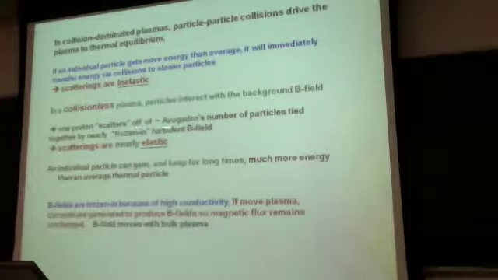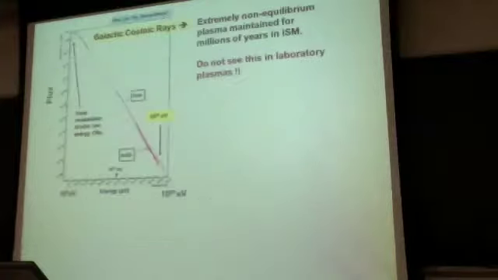One proton scatters off of basically Avogadro's number of particles tied together with a nearly frozen-in turbulent magnetic field. The scatterings are nearly elastic. An individual particle can gain energy and keep it for long times. So an individual particle can obtain much more energy than the average. And the B fields are frozen in because the conductivity is so high. You move the plasma, the magnetic field moves with the plasma.